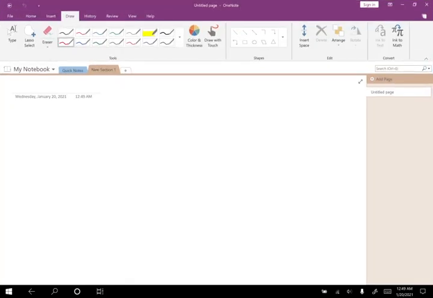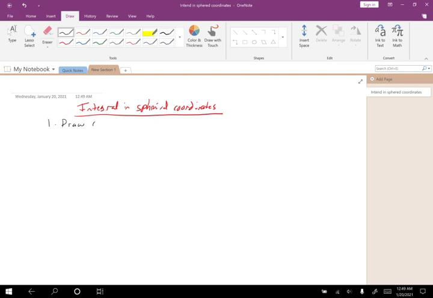Okay, I'm going to talk about an integral, and we're going to talk about how to evaluate integrals in spherical coordinates. Okay, so the key ideas are to draw the region of integration in both xy and rz planes. I think if you do this, then it's a lot more clear what's going on.